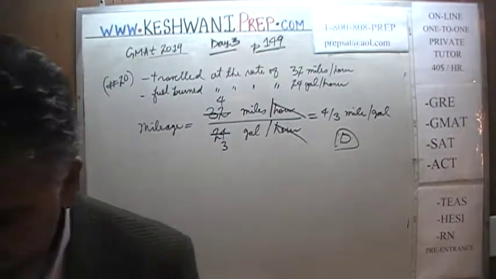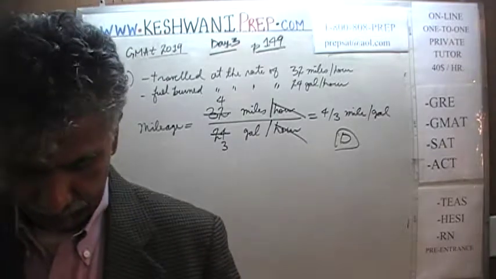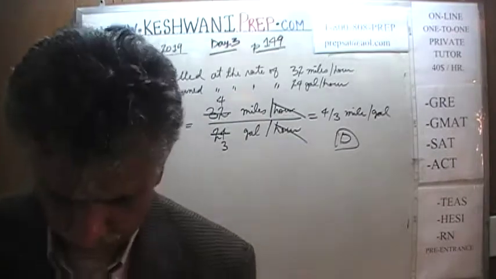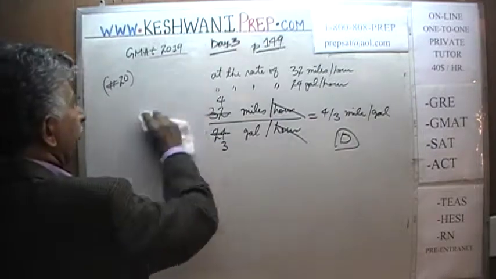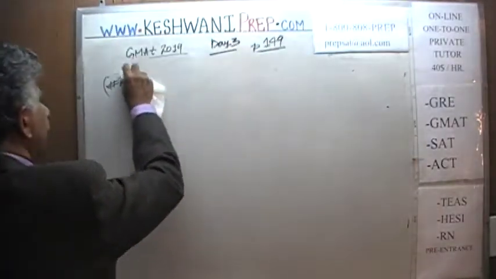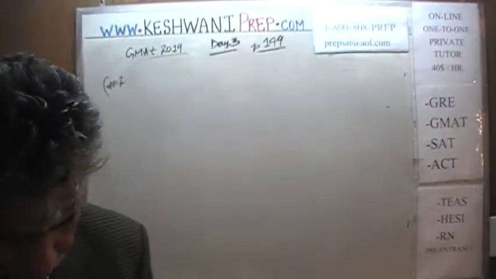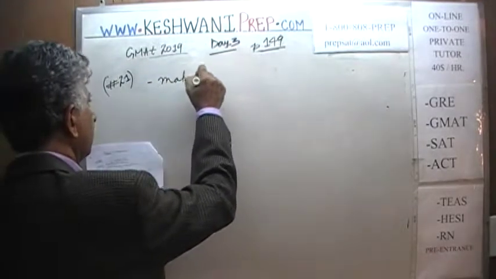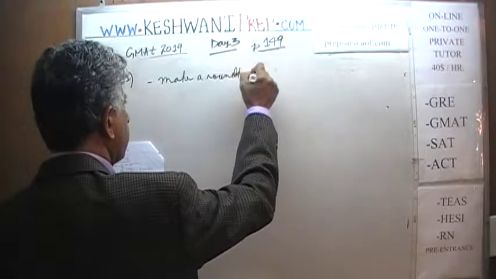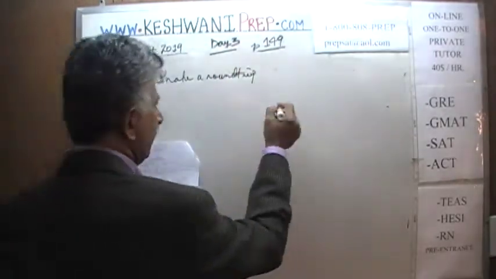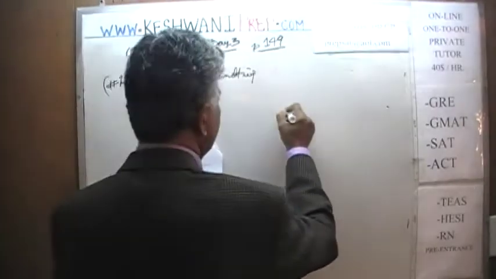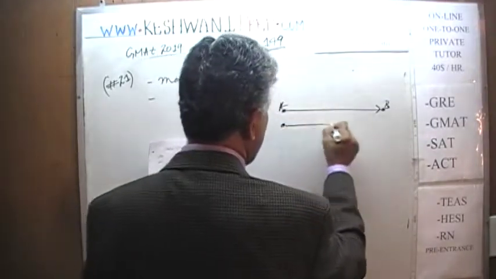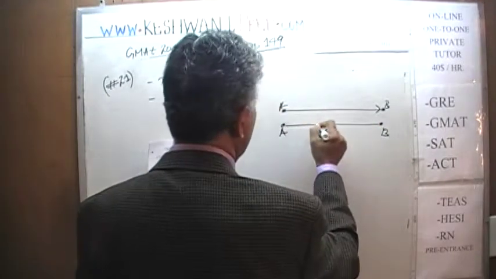We are told we made a round trip. Just hold on, I didn't get my eraser thingy ready. We are told in the next problem that we made a round trip. So we're going to make a round trip. Let's say from A to B. We're going to go from A to B. And then we're going to come back from B to A.